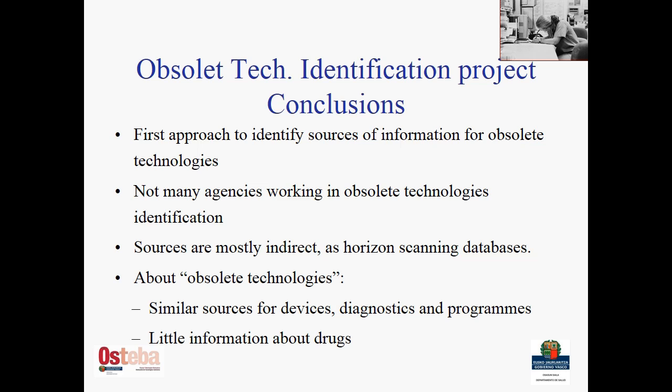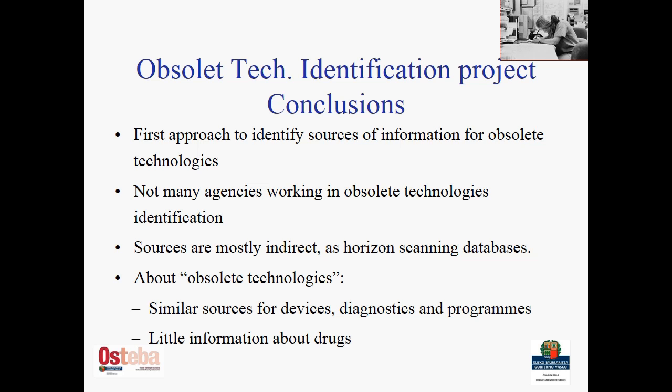At that time it was the first approach to identify sources of information for obsolete technologies. Nowadays we have different sources, hopefully, and at that time not many agencies were working on obsolete technologies. Nowadays we have different groups, even in the Health Technology Assessment International Society, there are interest groups working in this domain.